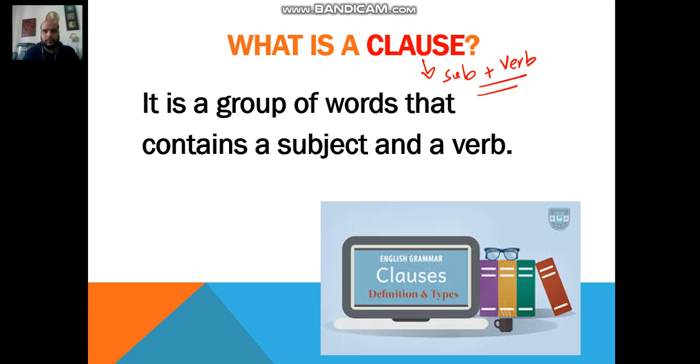So sorry. So the clause is a group of words that contains a subject and a verb. Forget about group of words, forget about contains, just bear in mind subject plus verb, both clauses, the dependent and the independent one. Let's move on.